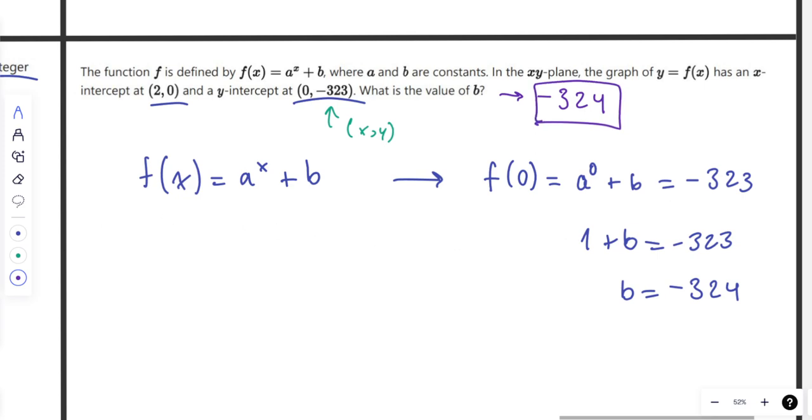Zero also just tends to be an easy number, so that's something people sometimes use to evaluate a function at. But in this one, it's given as a point.